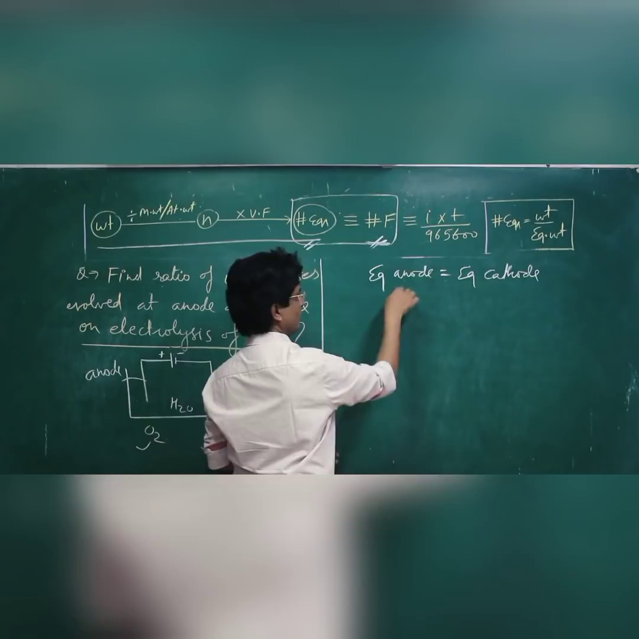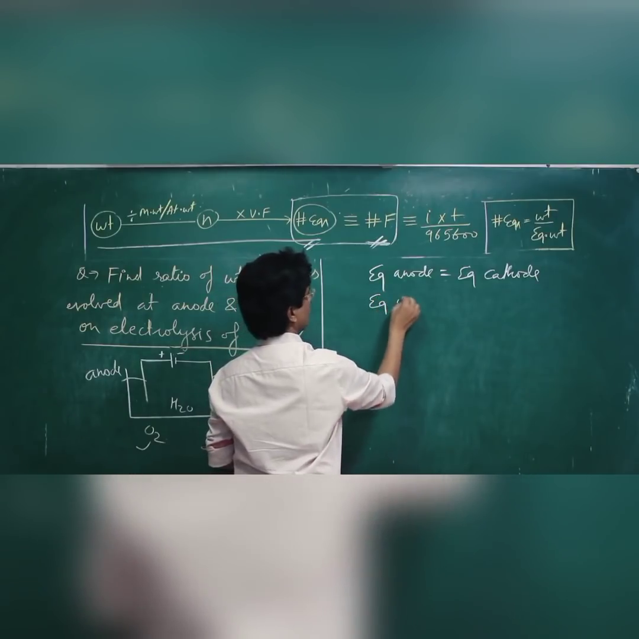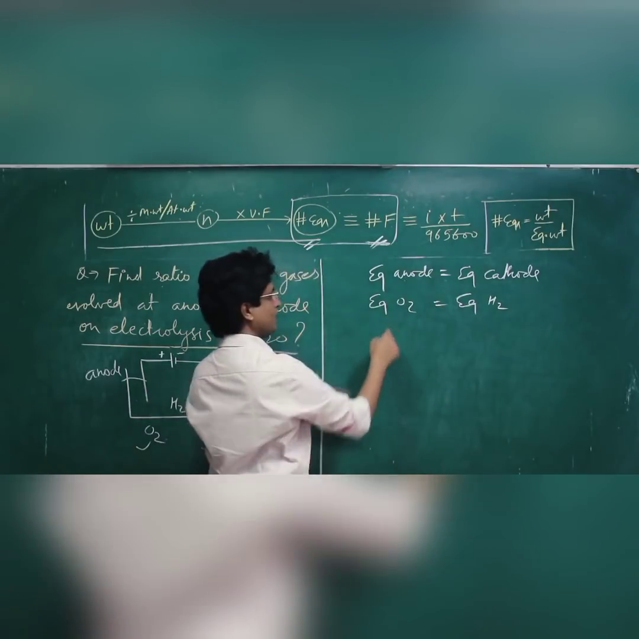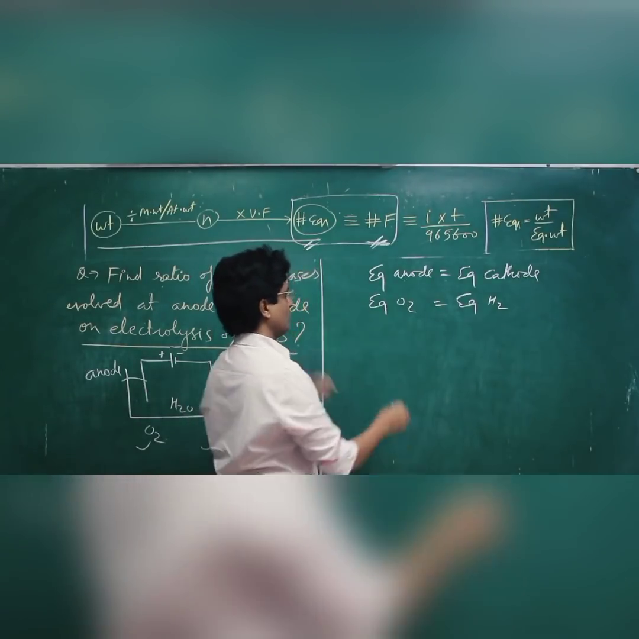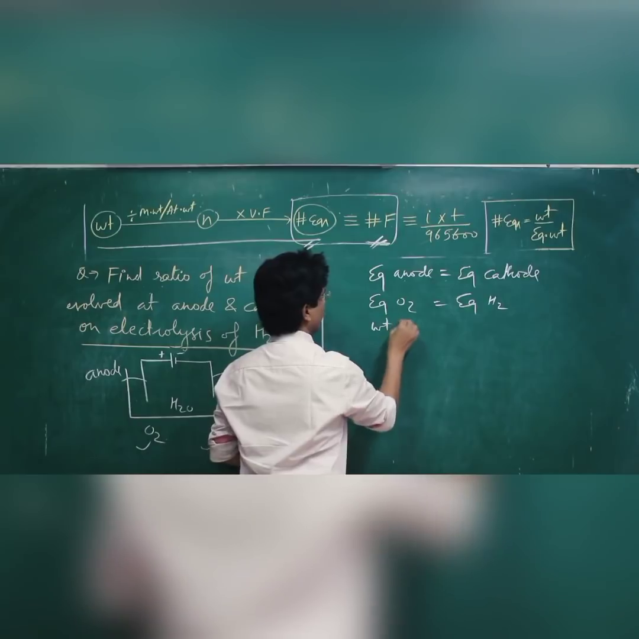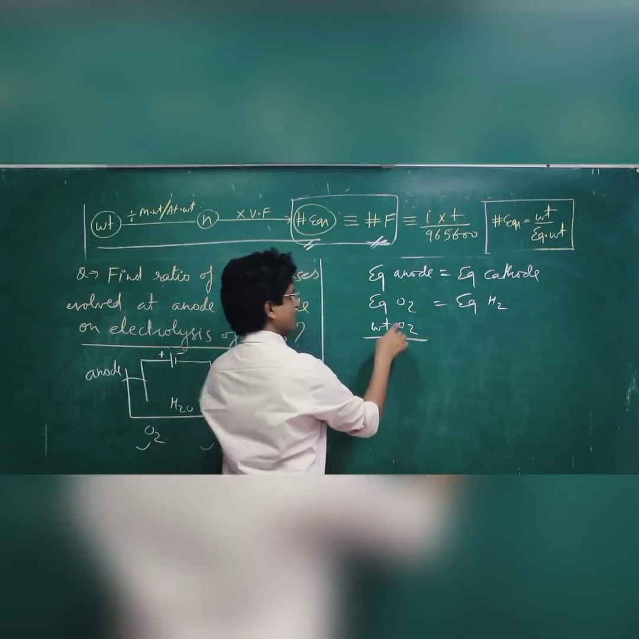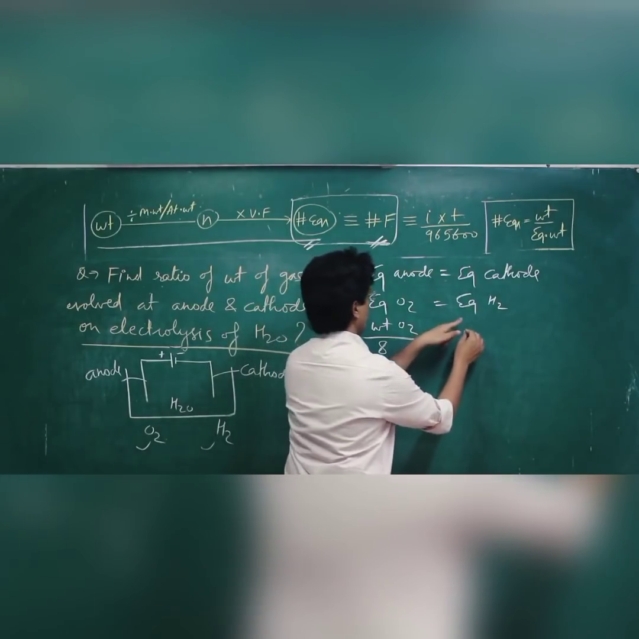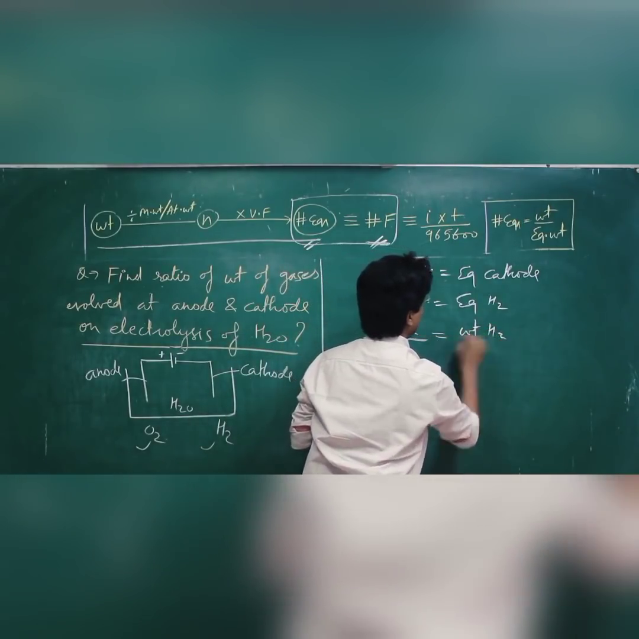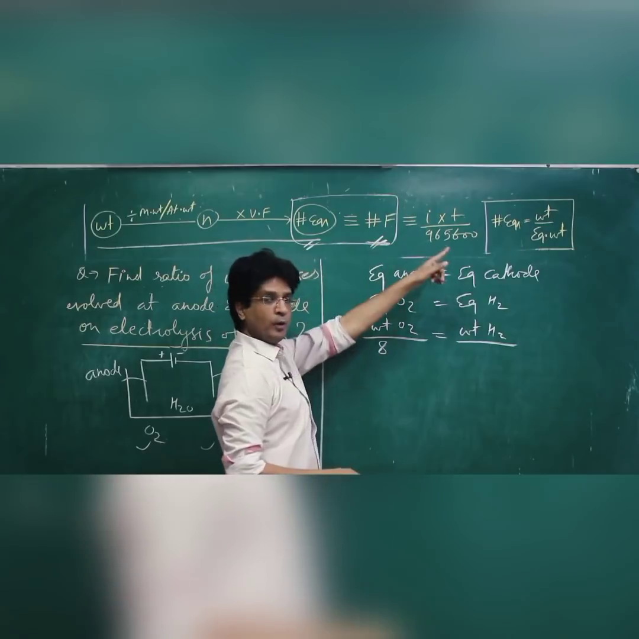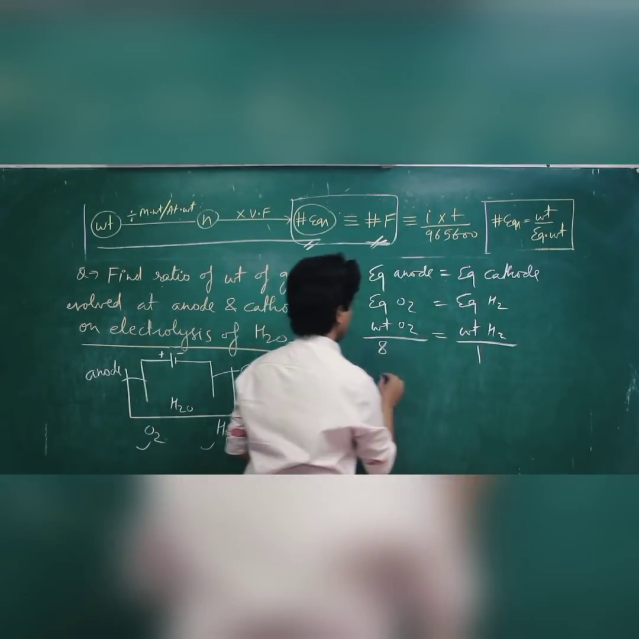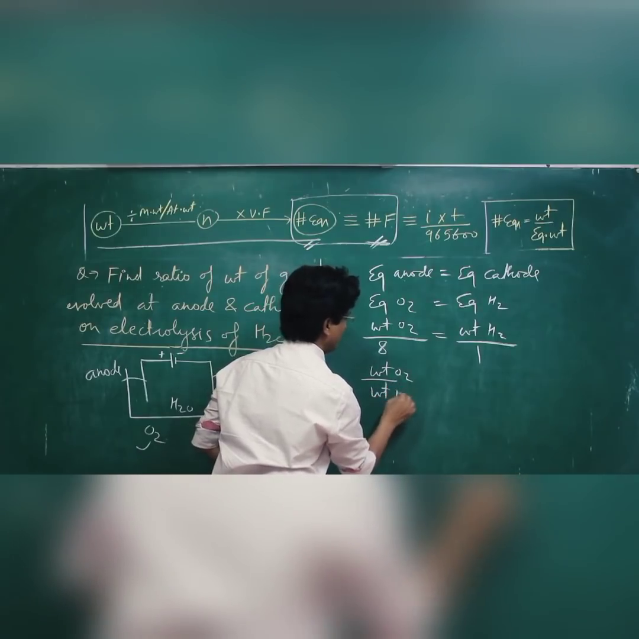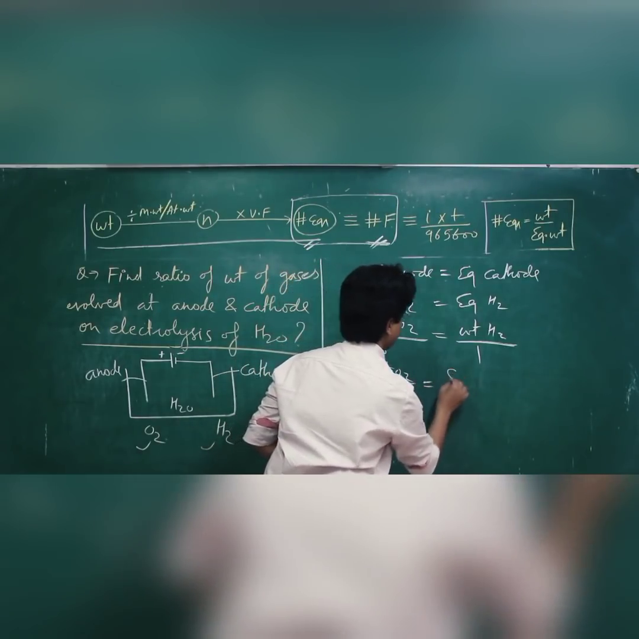That means here we are talking about oxygen. Equivalent of O2 should be equal to equivalent of H2. So what is that with respect to O2 now? That will be weight of O2 upon, what is the equivalent weight of O2? That is basically 8 grams. Should be equal to weight of hydrogen upon equivalent weight of hydrogen, how much? 1. So weight of O2 upon weight of hydrogen will be 8:1.